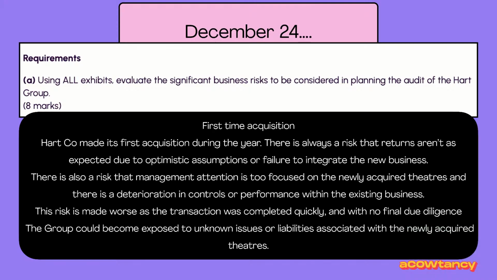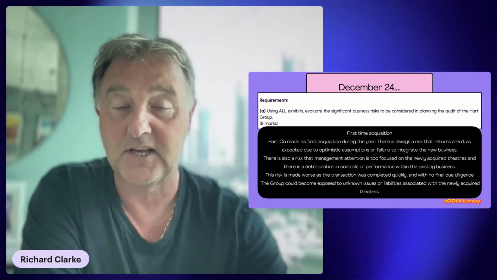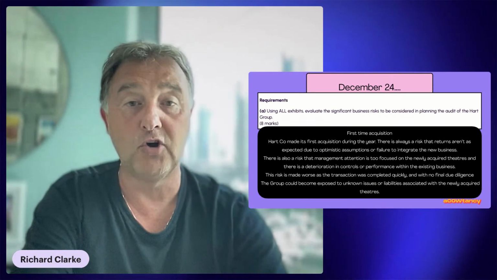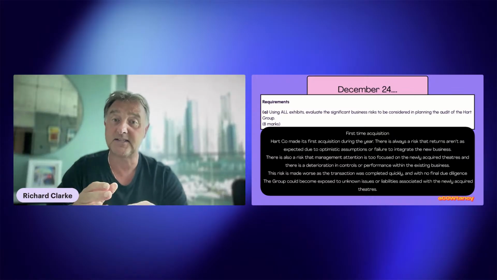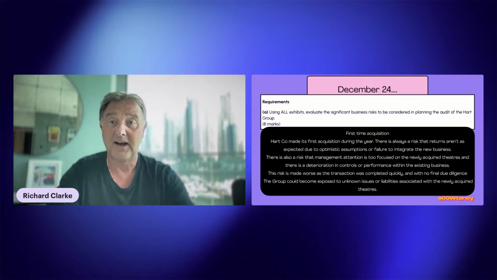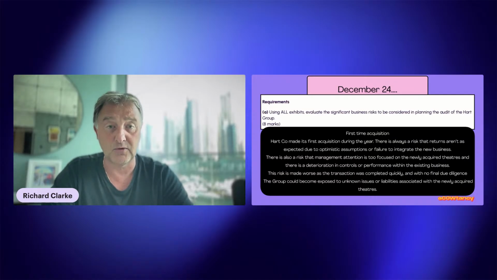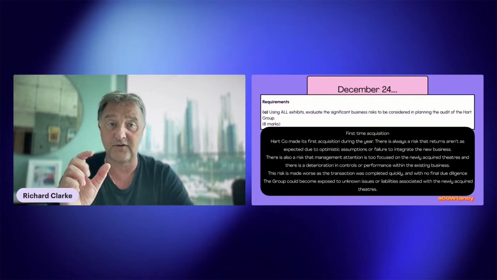And then finally, I'm saying, look, this is the effect on the financial statements. This group could become exposed to unknown issues or unknown liabilities that the newly acquired theatres have that we didn't know about because we didn't do our due diligence. So overall then, I've explained the point. I've identified the issue, haven't I? Explained it, said what the effects on the financial statements are. I've done everything the examiner's asked me. 2 marks for each of those. So there's 4 marks out of the first 2 things.